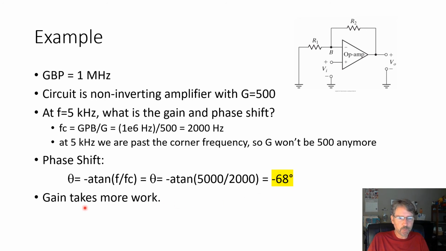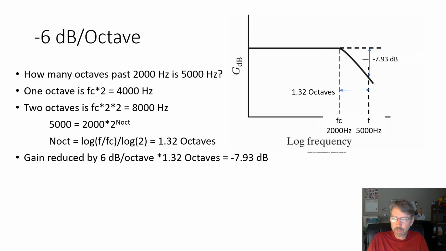The gain takes a few more steps. So that's the other thing we want to know. We want to know the gain and the phase shift at 5 kilohertz. So phase shift, super fast. So the gain is based, again, on this graph with the 6 decibels per octave slope. So we need to know how many octaves. So we're at 5,000 hertz, and how many octaves past 2,000 gives us 5,000.